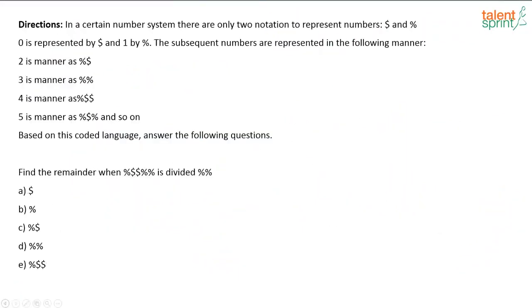See now what is given in this question. They are saying in a certain number system there are only 2 notations to represent numbers, that is dollar and percentage. 0 is represented by dollars and 1 by percentage. The subsequent numbers are represented in the following manner. 2 is represented like this, 3 is represented like this, 4, 5 and so on. Based on this coded language, answer the questions. So what is given here? 0 is represented as dollars, 1 is represented as percentage.